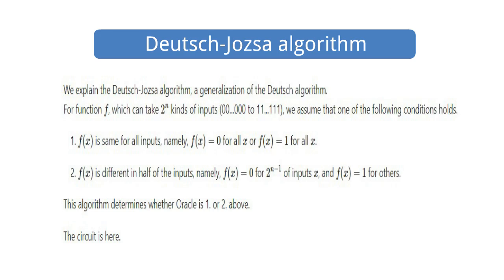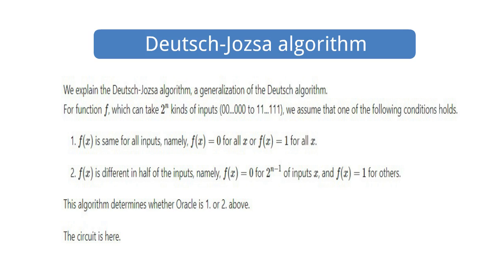We explain the Deutsch Jozsa algorithm, a generalization of the Deutsch algorithm. For a function f, which can take 2^n kinds of inputs, 00...0 to 11...1, we assume that one of the following conditions holds. 1. f(x) is the same for all inputs, namely, f(x) equals 0 for all x or f(x) equals 1 for all x. 2. f(x) is different in half of the inputs, namely, f(x) equals 0 for half of the inputs x, and f(x) equals 1 for the others.